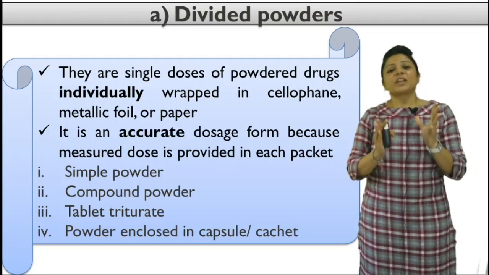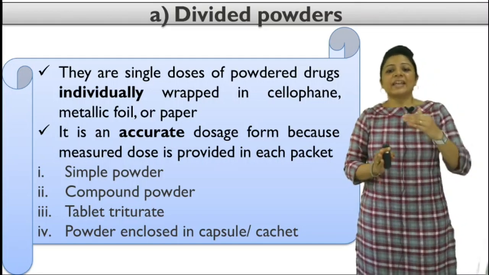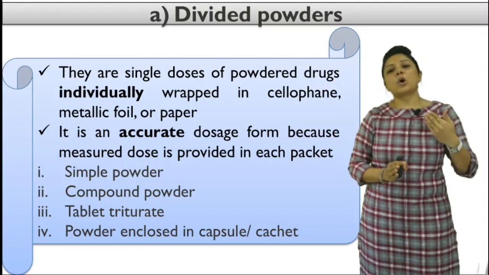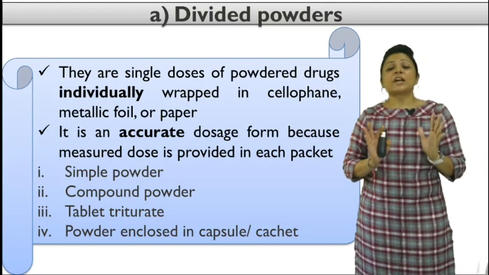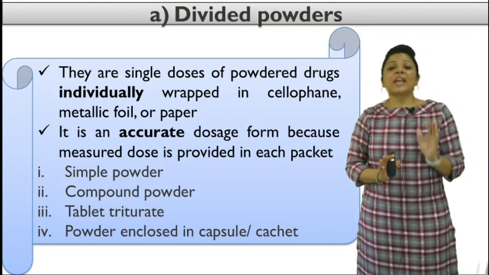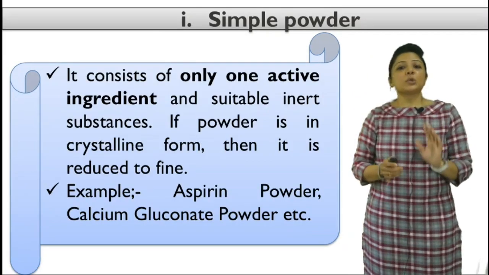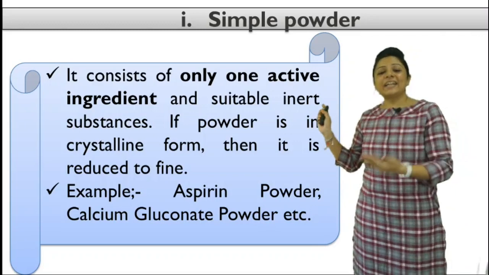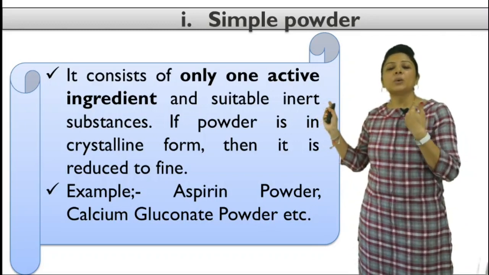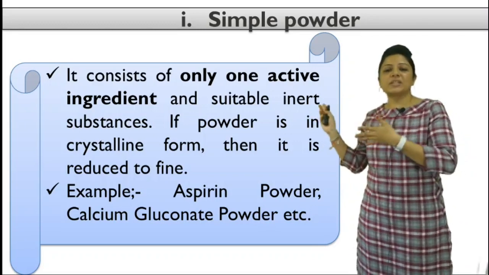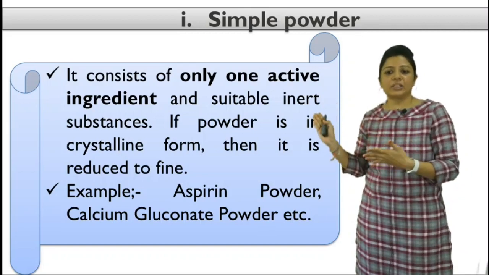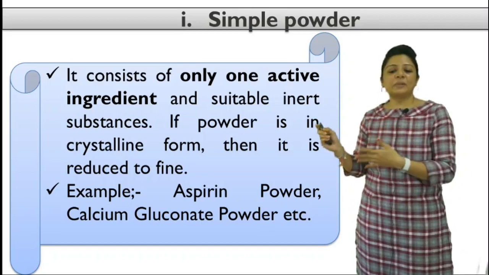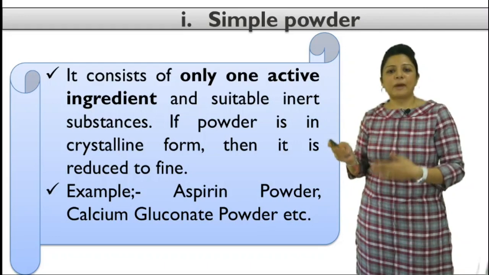So now when you have divided powder, there can be simple powder or compound powder based upon their composition. In simple powder, you have only a single active ingredient, with or without diluent, dispensed in the formulation. For example, if you have aspirin powder, then that is a simple powder.